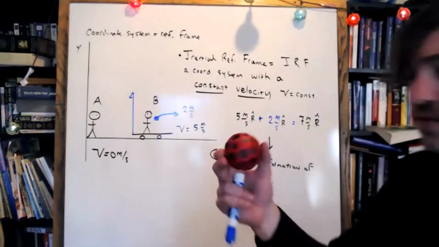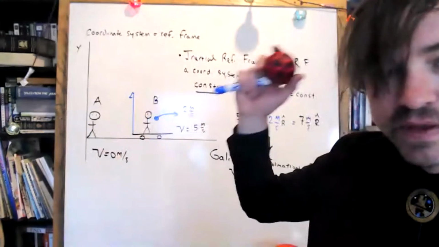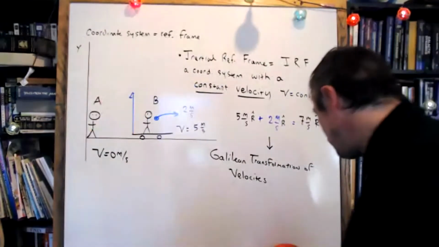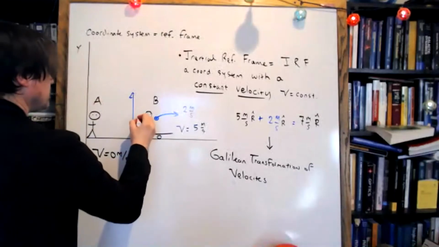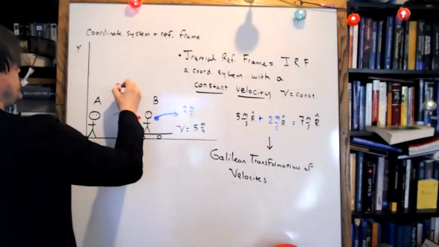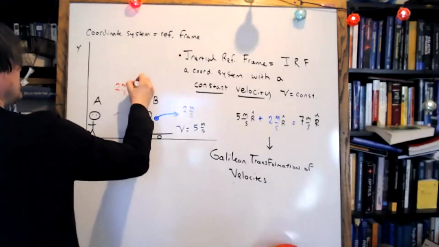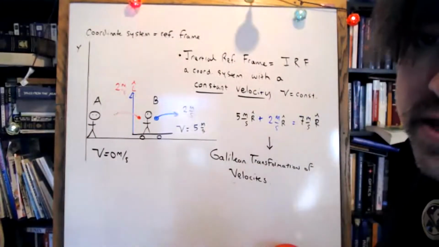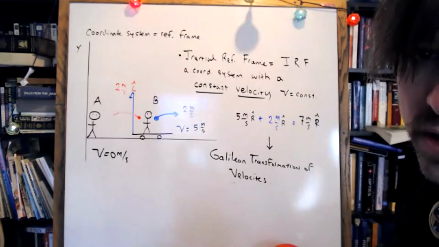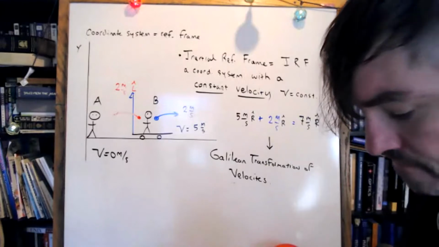Suppose observer B were to take a red ball and throw it 2 meters per second to the left. Can you guys tell me the speed and direction of the ball relative to observer A?